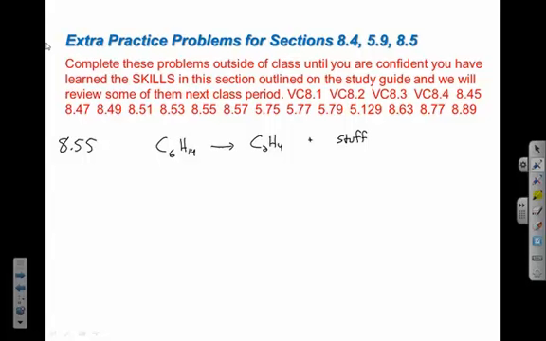It says that the yield of ethylene production is 42.5%. So in this case, they're giving us the yield. What mass of hexane must be used to produce 481 grams of ethylene?